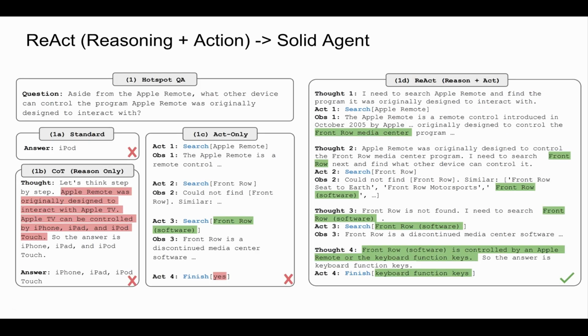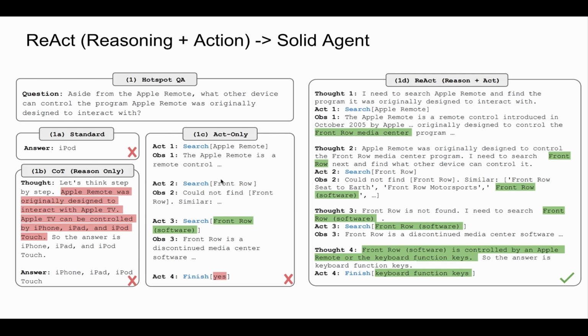So here's one example of reasoning and action. Say we ask a question: aside from the Apple remote, what other device can control the program Apple remote was originally designed to interact with? The standard prompt is just going to answer a random wrong answer, iPod. And with chain of thought, it tries to reason step by step and give us the right answer. And as you can see, it can't, because you don't have external information in this case, and it just gave a bunch of wrong answers.